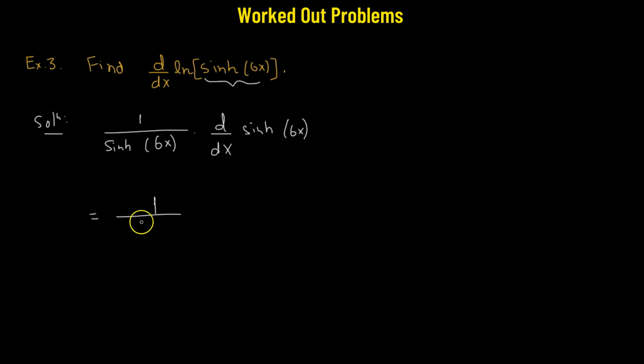This will be equal to, we have sine hyperbolic 6x times the derivative of the hyperbolic sine function, which gives us the hyperbolic cosine function, and then again this will be multiplied to the derivative of 6x, which will give us simply 6. So the final answer will be 6 times, we have a ratio cosine over sine, which is the hyperbolic cot function, the cotangent function. So we have 6 times hyperbolic cotangent of 6x. So this is the required derivative. Let's move on to the next problem.